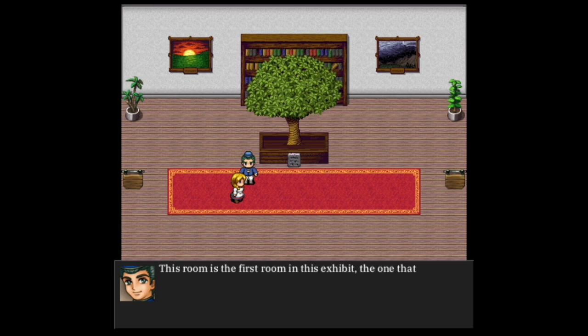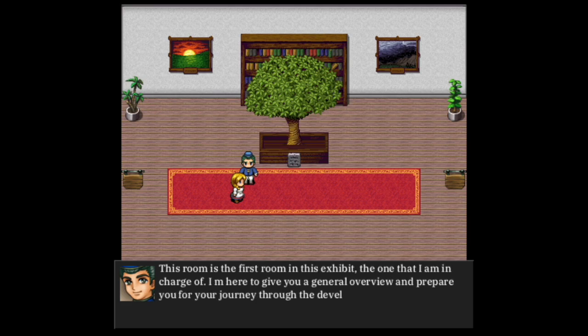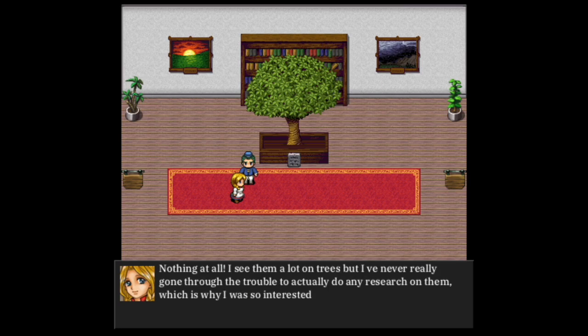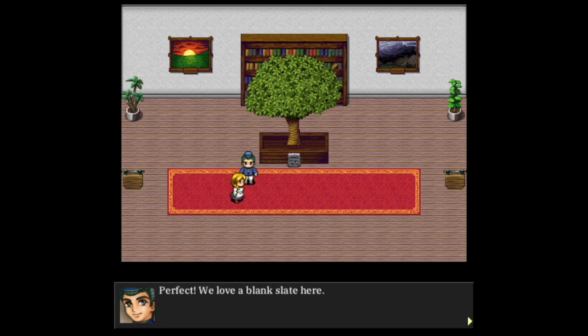This room is the first room in this exhibit, the one that I am in charge of. I'm here to give you a general overview and prepare you for your journey through the development of galls. Do you know much about them? Nothing at all. I see them a lot on trees, but I've never really gone through all the trouble to actually do any research on them, which is why I was so interested in seeing this exhibit. Perfect. We love a blank slate here.